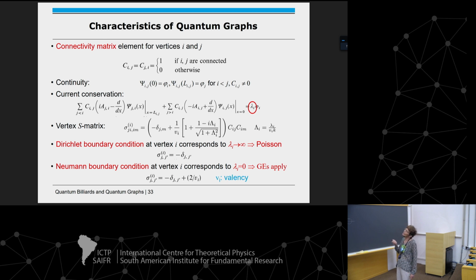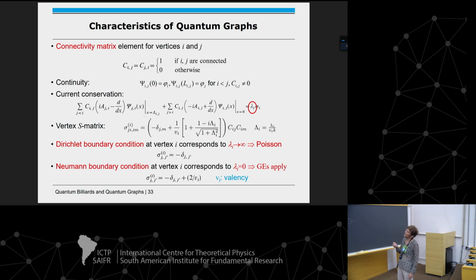So at 0 you have a phi i, at Lij, at another vertex, you can have a phi j. So these can have different values, but the values at a vertex should be the same for all wave functions entering that vertex.